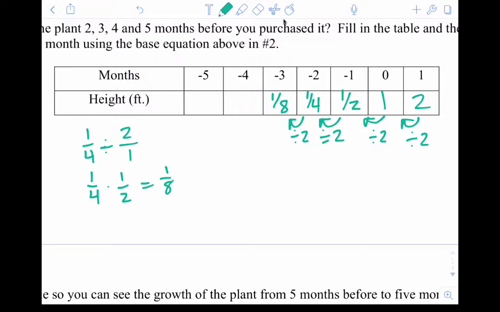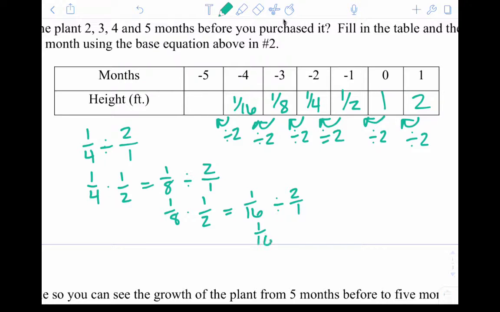Go ahead and do the last 2 on your own, so pause the video, work them out, and then play it and continue on. So to get from 3 months before to 4 months before, I'm going to divide by 2 again. So I'm taking 1/8 divided by 2. I'm writing it as 2/1. I keep, change, flip, and I get 1/16. And then I'm going to divide by 2 again. So I have 1/16 divided by 2/1. Keep, change, flip to get 1/32 for 5 months before.